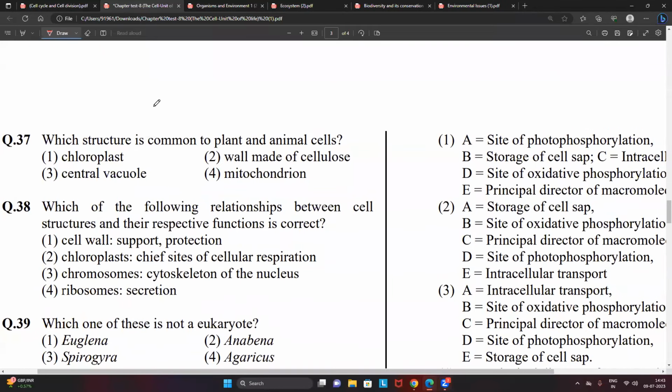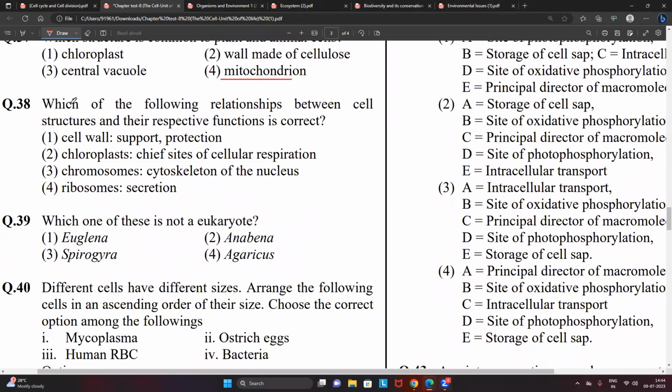Okay. Question number 37. Which structure is common to plant and animal cells? Obviously, mitochondria, right? Good. Question number 38. Think and answer. Which of the following relationships between the cell structures and their respective functions is correct? You have to choose which is correct.